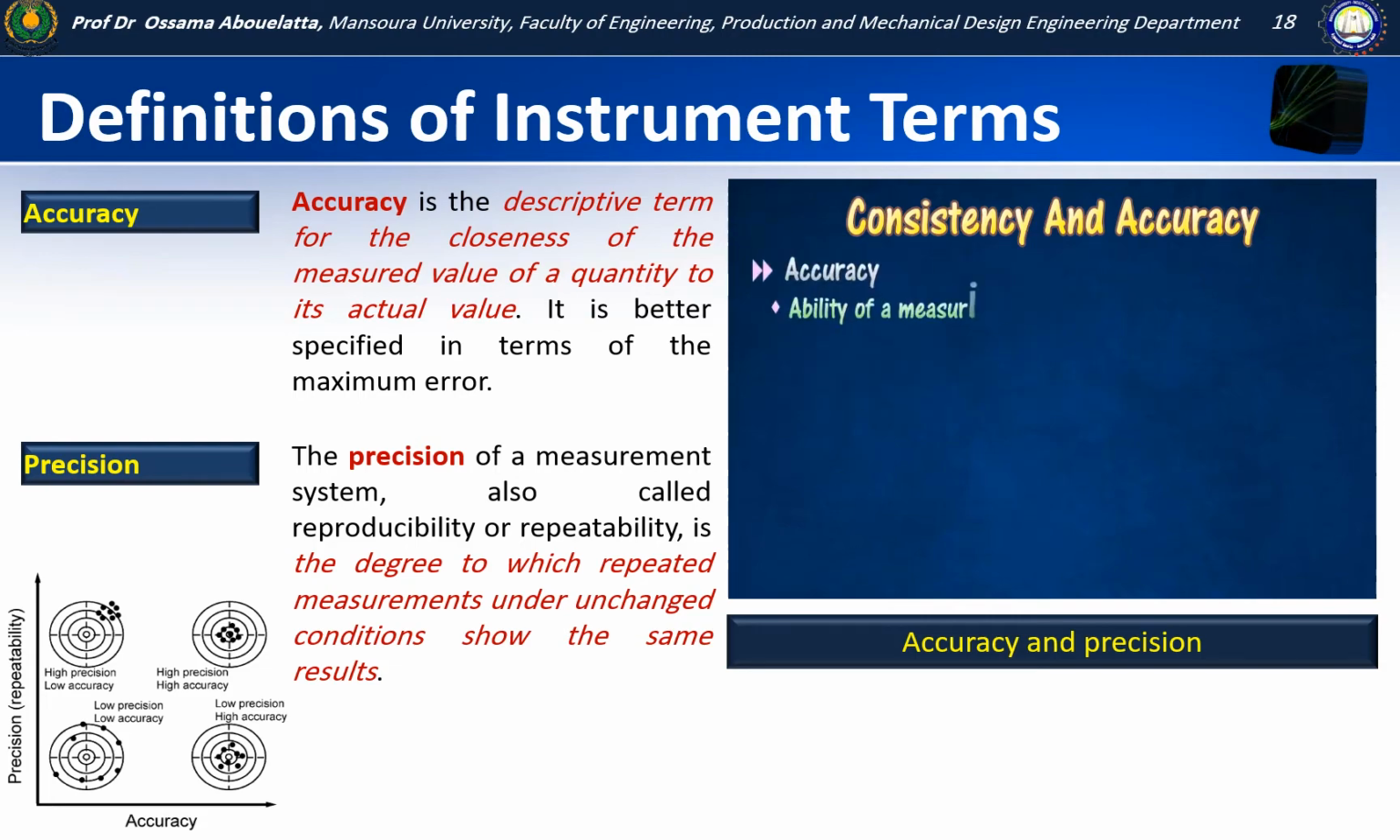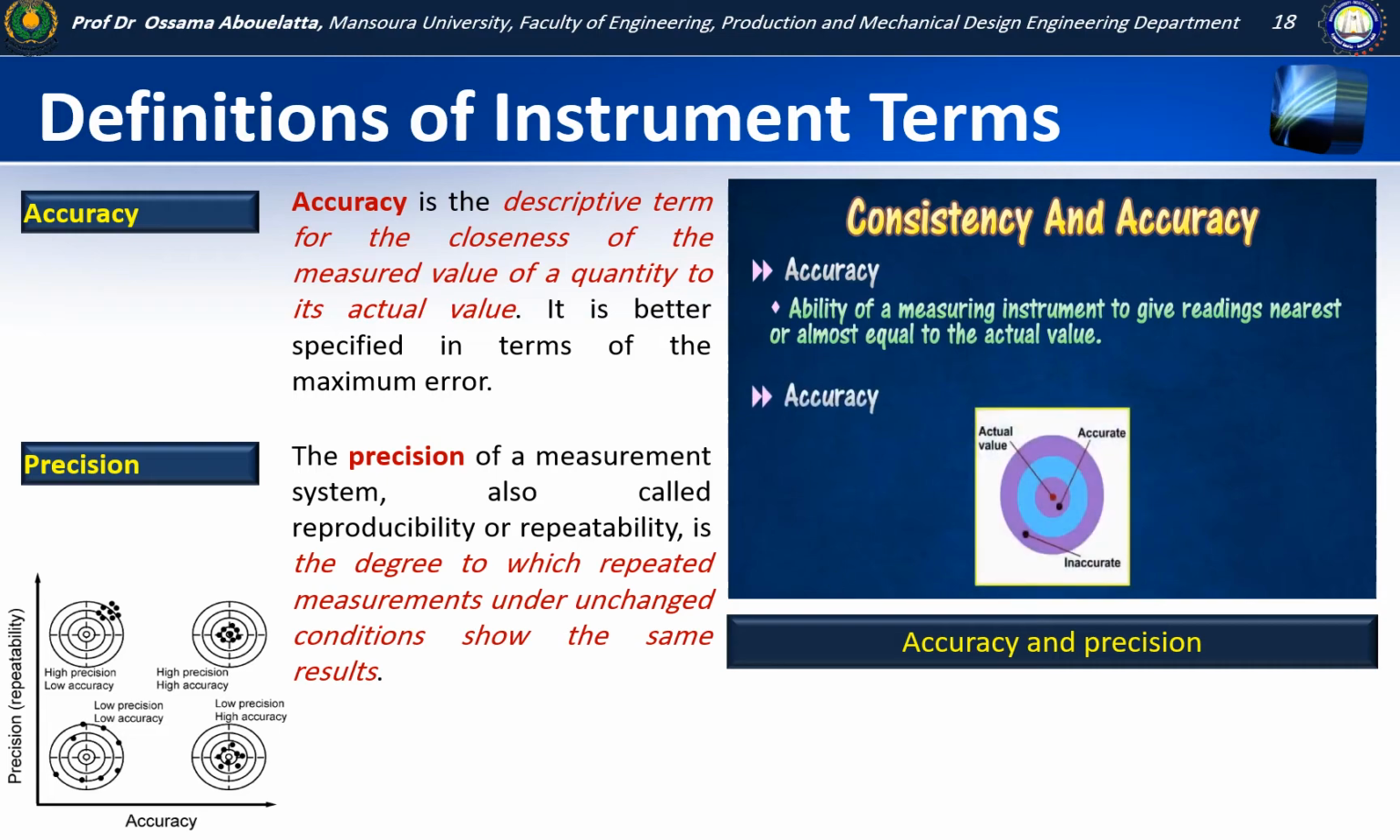Accuracy is an ability of a measuring instrument to give readings nearest or almost equal to the actual value. Consider the gunshots on a target. The center of the target represents the actual value of the quantity to be measured. The nearer the measurement to the actual value, we say the measurement is more accurate.